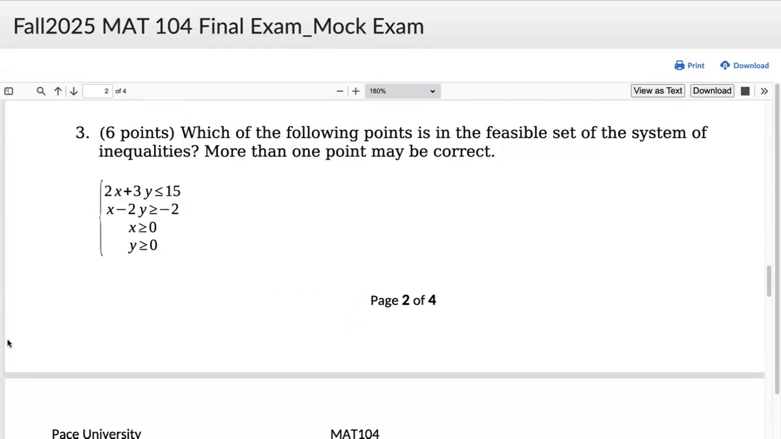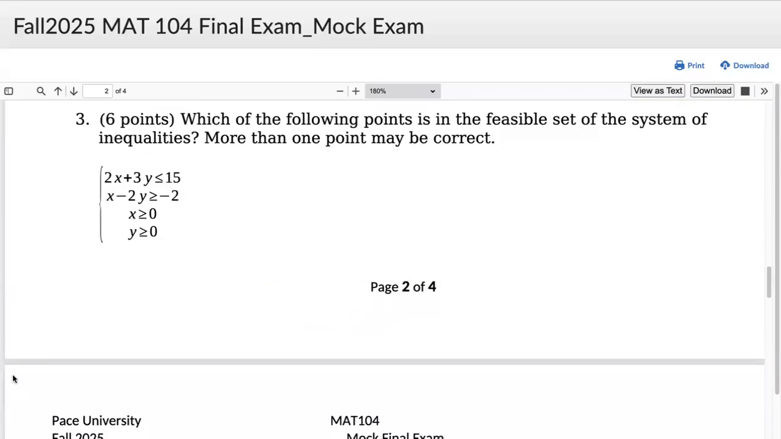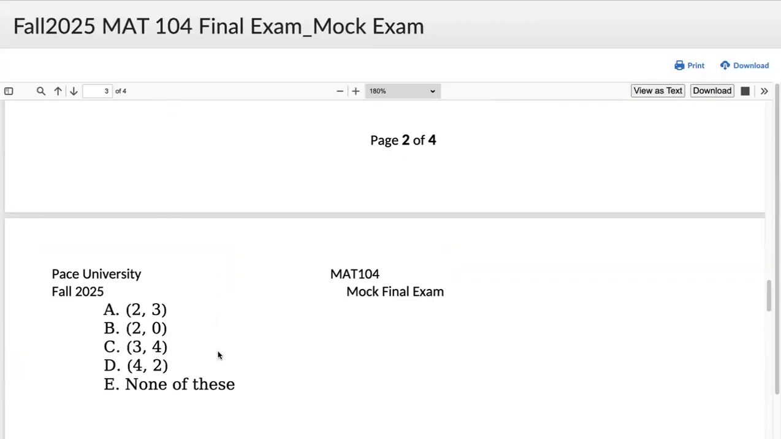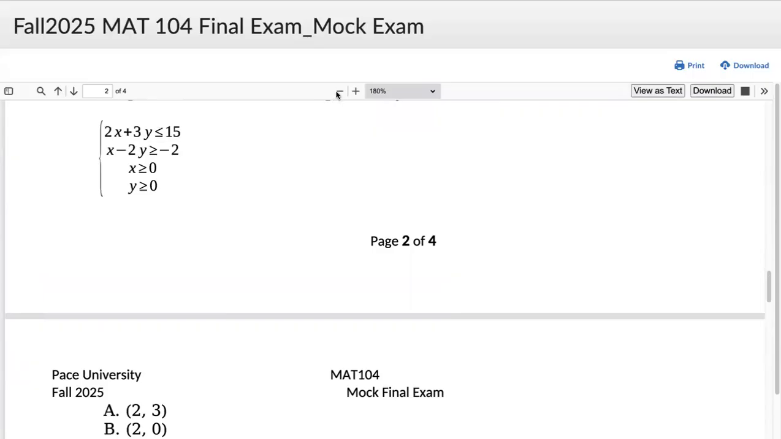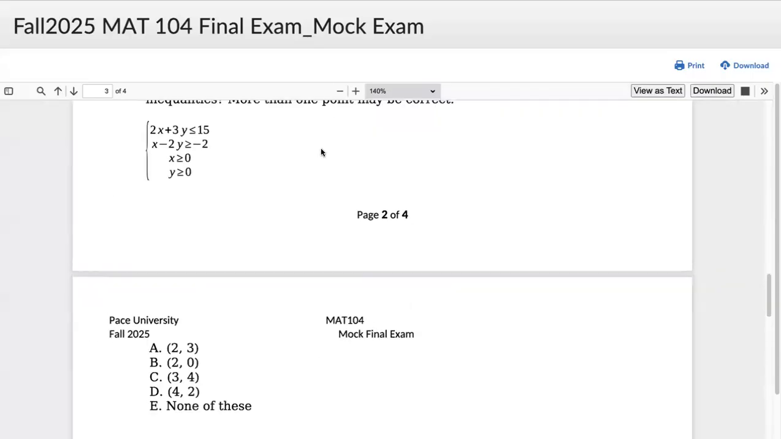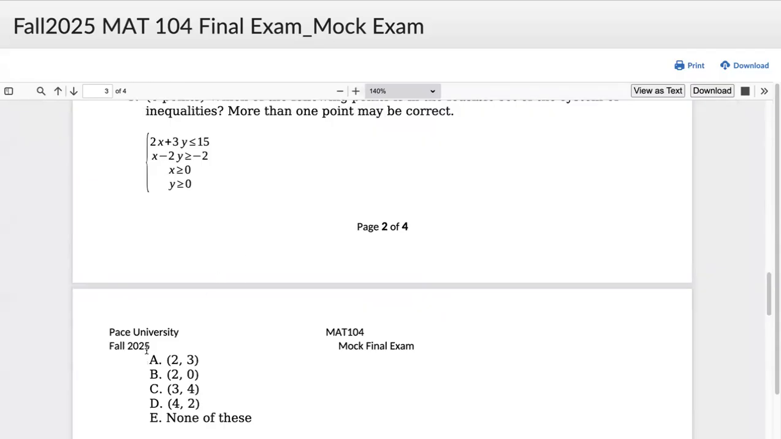Let's see 3. We want to find which of the following points are in the feasible set, in the solution set. So the choices we have are 2, 3, 2, 0. Let me see if I can put this in one. Right, okay. So let's check A. Let's check the first one.